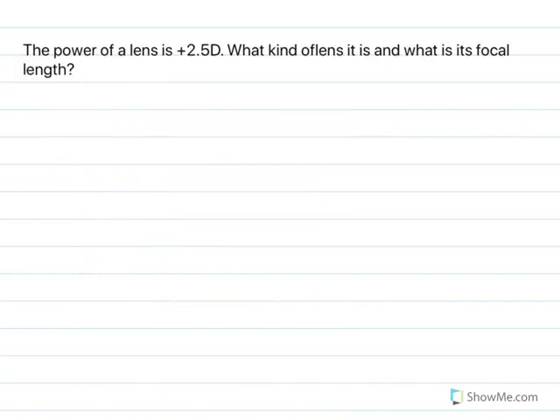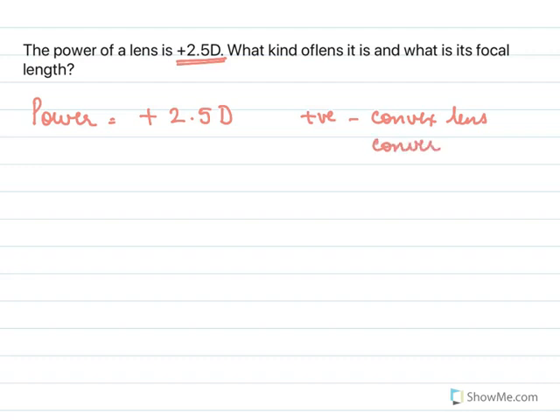The power of a lens is plus 2.5 diopter. What kind of lens is it and what is its focal length? So power equal to plus 2.5 diopter. Now because it is positive, it is convex lens. Power is positive, convex, and convex lens are converging lenses. So the nature of this lens is converging.